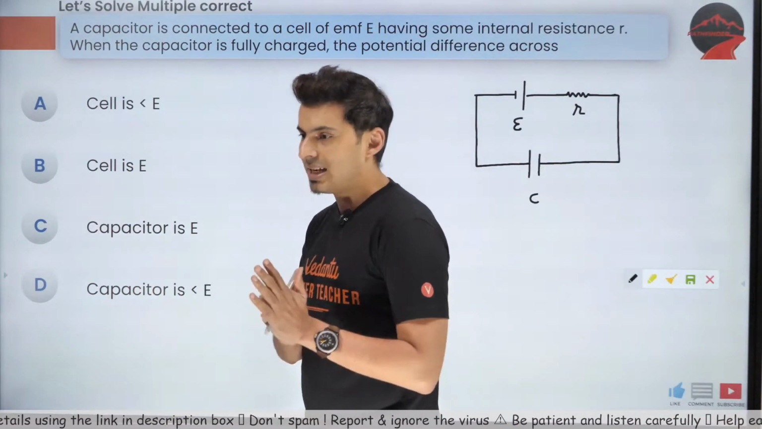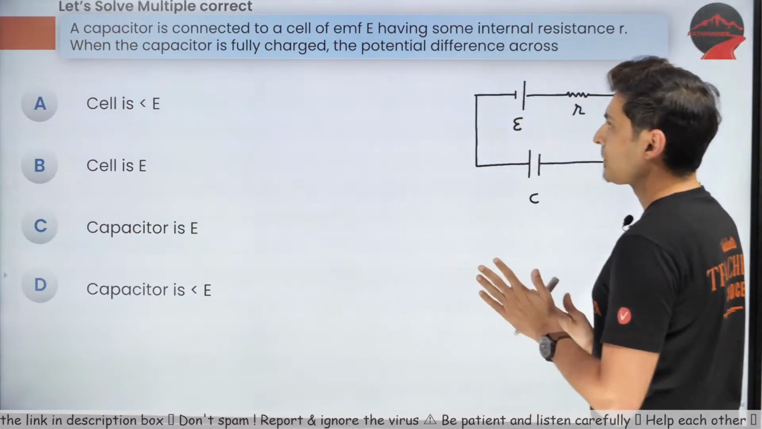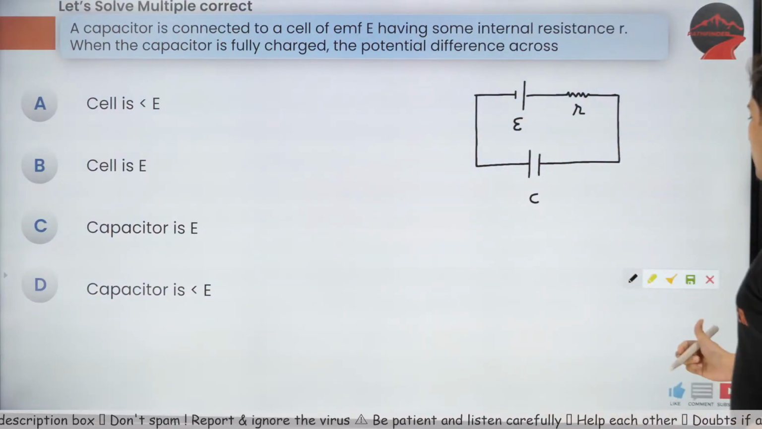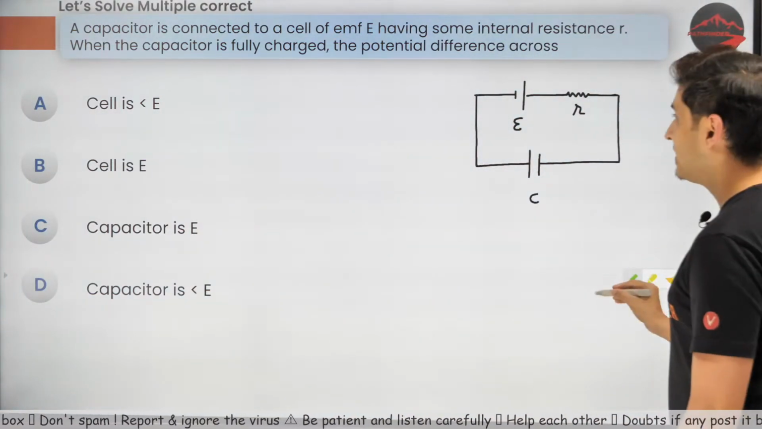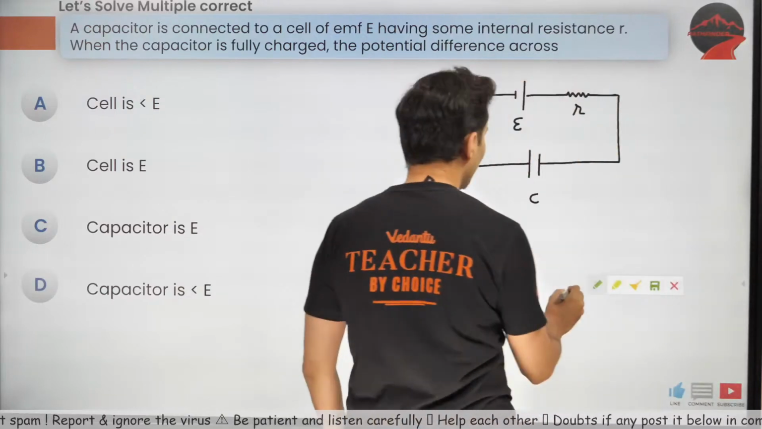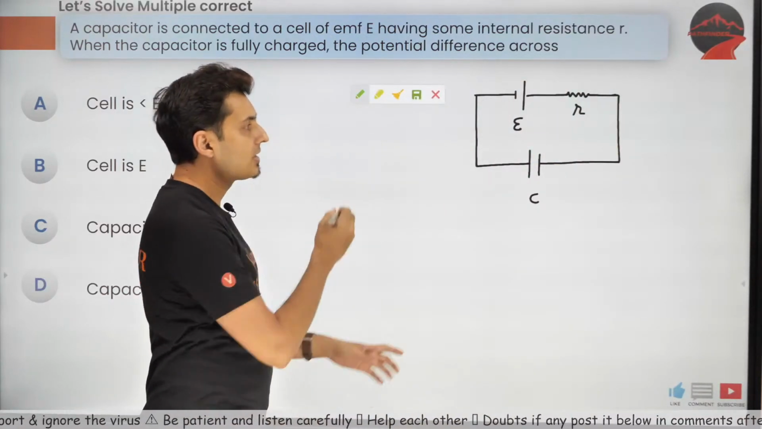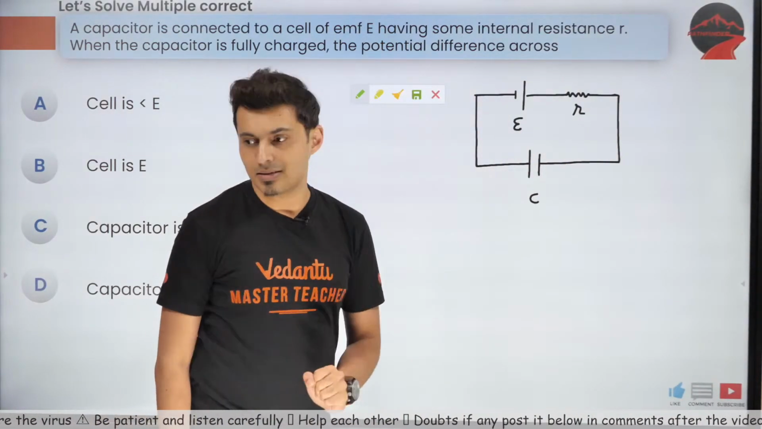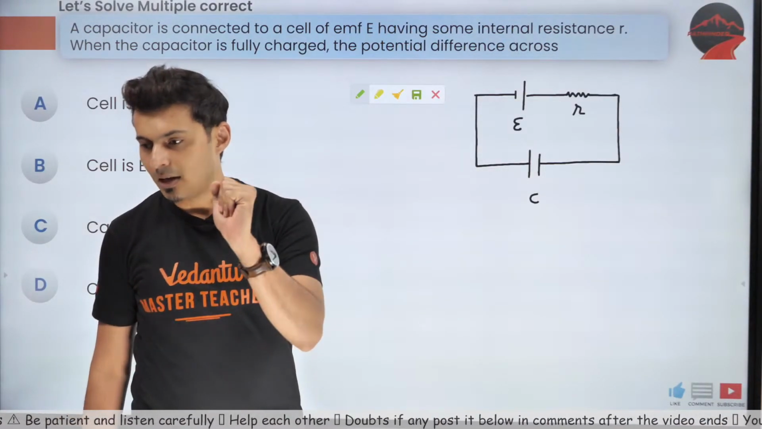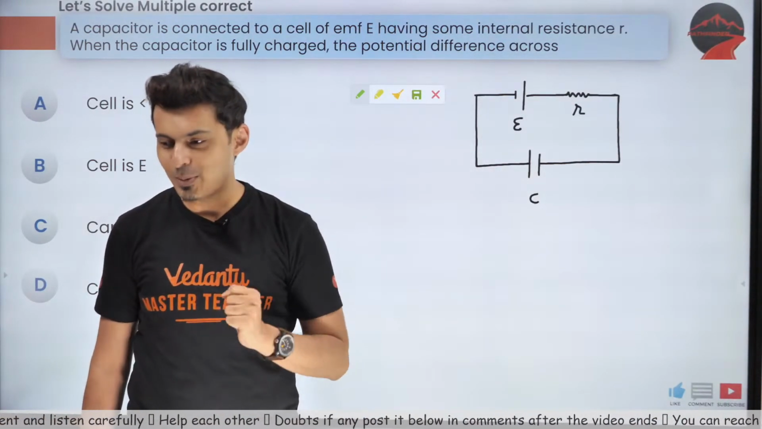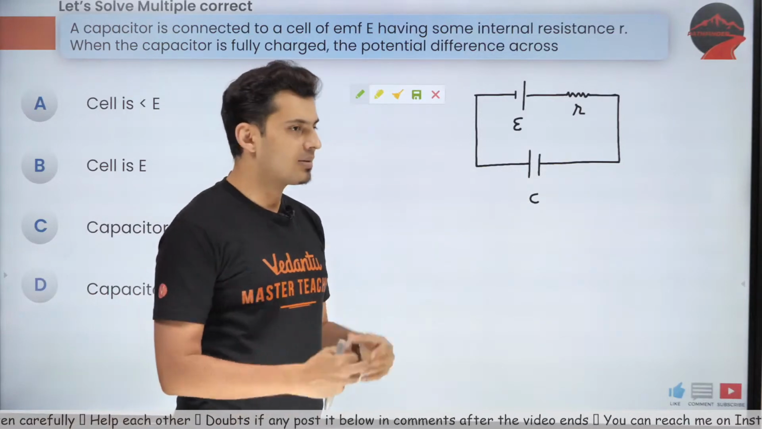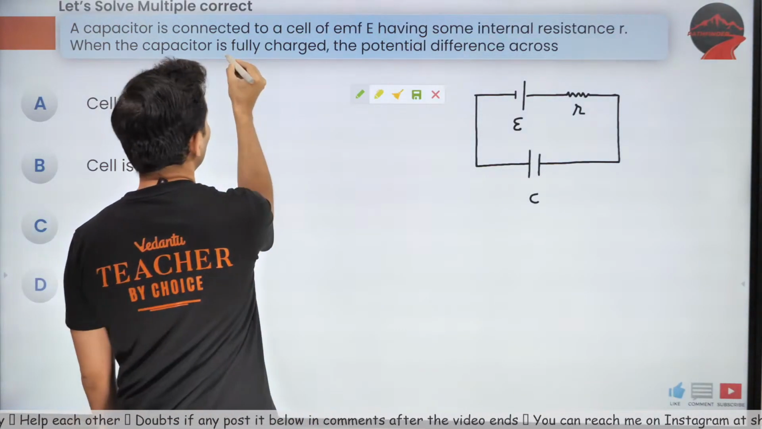Okay, Hariharan saying B and D. What about others? So when it is fully charged, what do you think will happen? Once it is fully charged, what will be the voltages across the battery and the capacitance? Okay, Hariharan is always quick in answering. Come on my warriors, push yourself, think carefully. What is the meaning of fully charged?